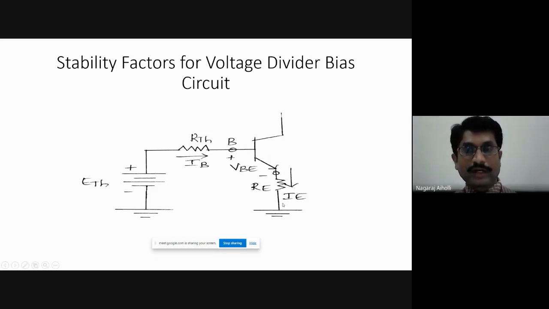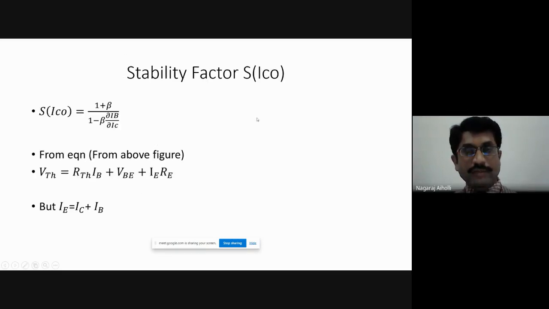Now we are deriving the stability factors for the voltage divider bias circuit. All three stability factors: S of ICO, S of VBE, and S of beta. First, the stability factor S of ICO. S of ICO is given by 1 plus beta, the whole divided by 1 minus beta into dou IB by dou IC. This is the fundamental equation, the general expression for the stability factor, for any biasing circuit.